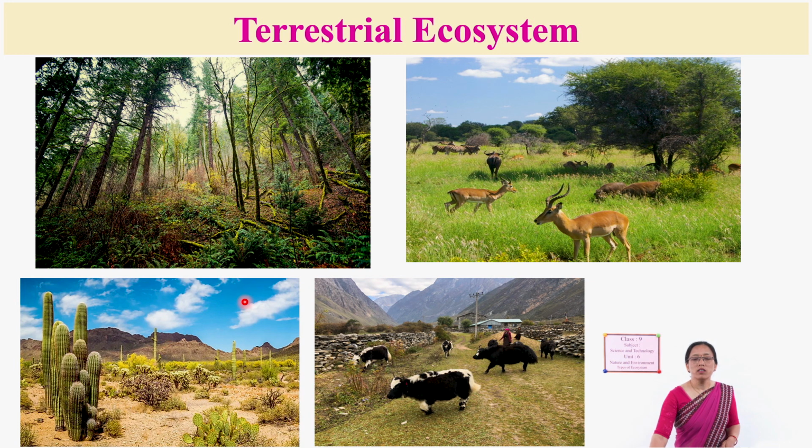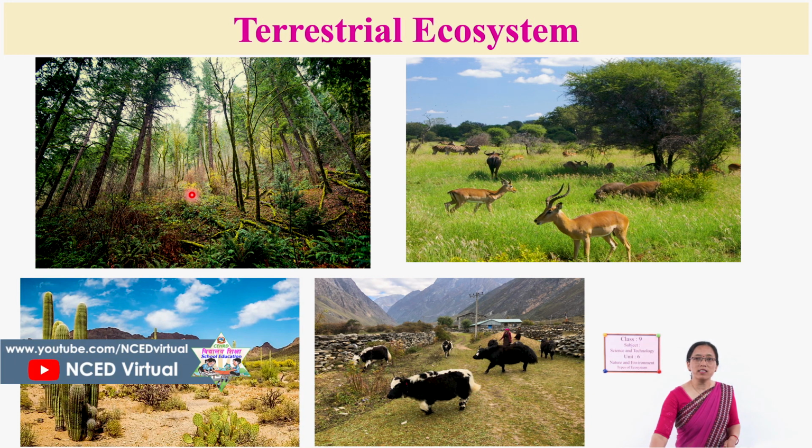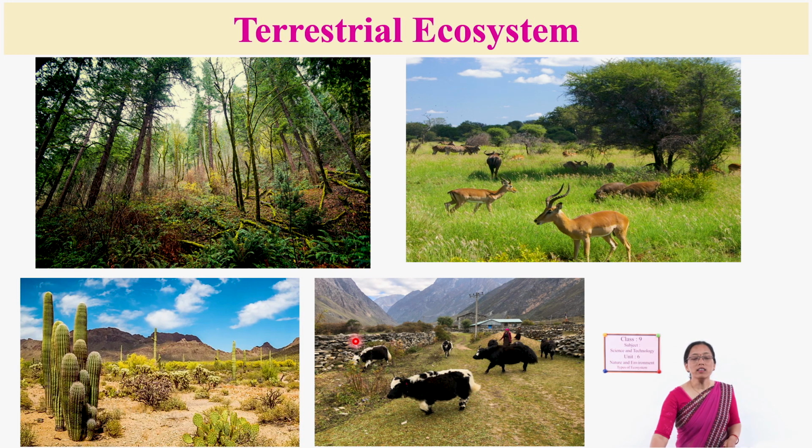In this dense forest, the organisms living in the forest are different from the organisms living in the grassland. And those organisms growing and living in the desert land are completely different from the organisms growing in the Himalayan region. So the ecosystems of those places are different from each other. That means the producers and consumers are different from one place to another.